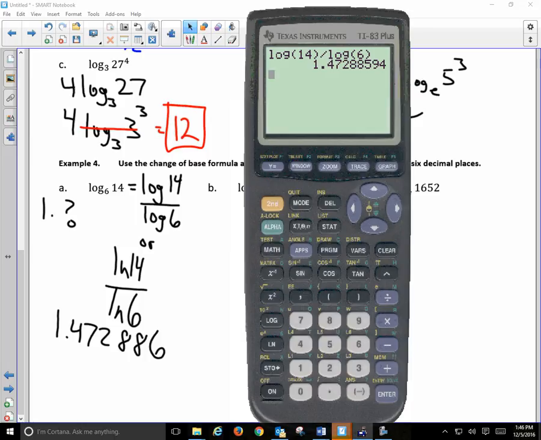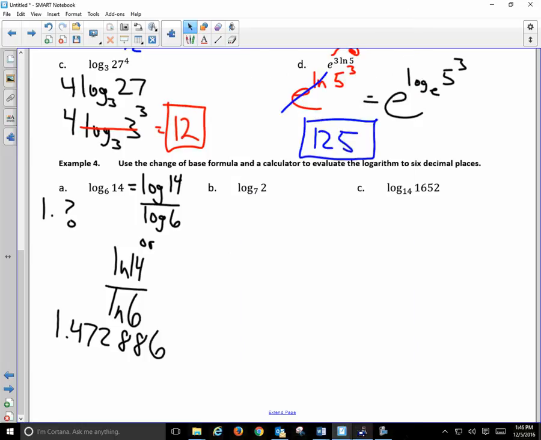What I'd like you to do is quickly do the next two. When you get an answer, put it up on the board, correct to 6 decimal places, and I'll show you why we do 6 decimal places. The quicker you get it up on the board, the quicker we get to our assignment.